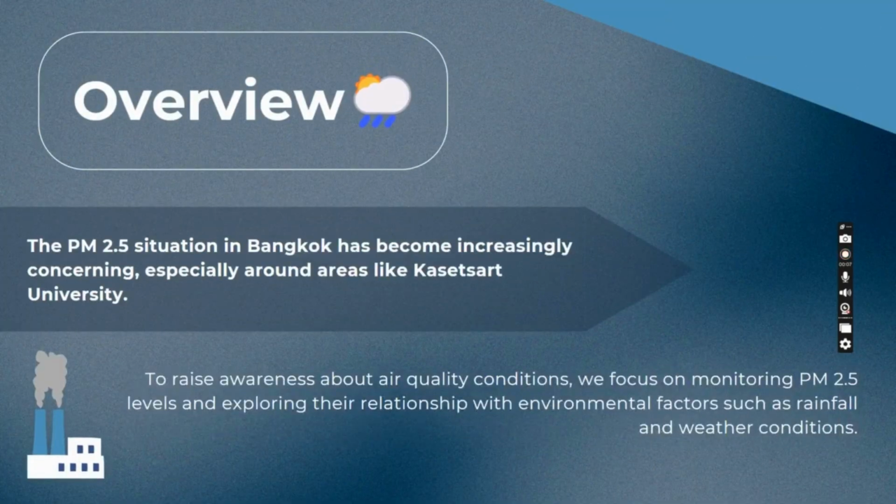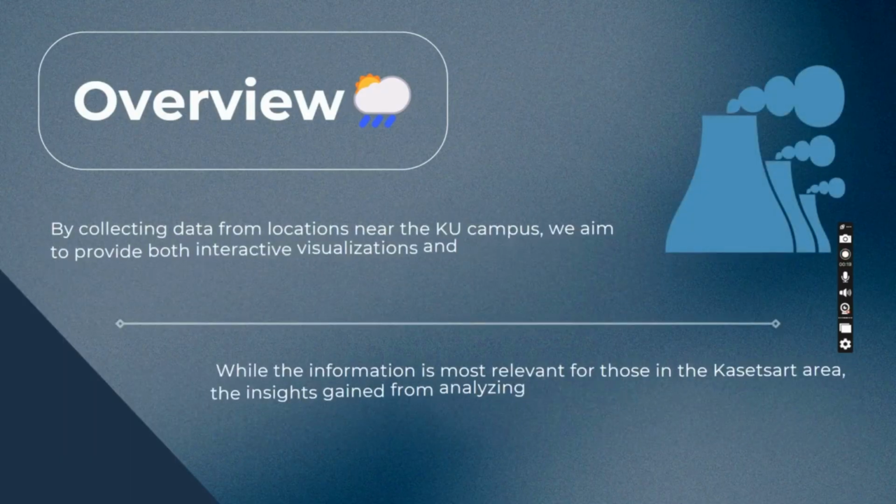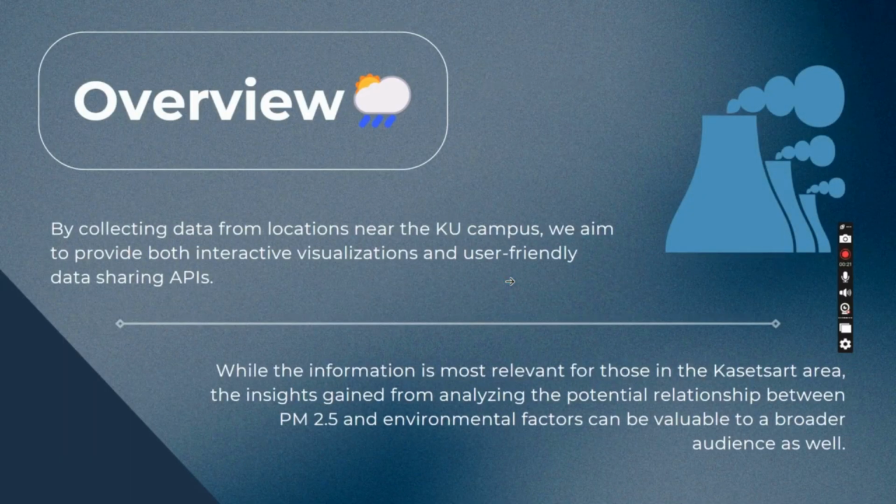So let's get started with our project overview. Since the PM2.5 situation recently is increasingly concerning, especially around here at Kasetsart University, we want to raise awareness about it, as well as explore their relationship. By collecting data from locations near KU campus, we aim to provide users both an interactive visualization and a data sharing API.